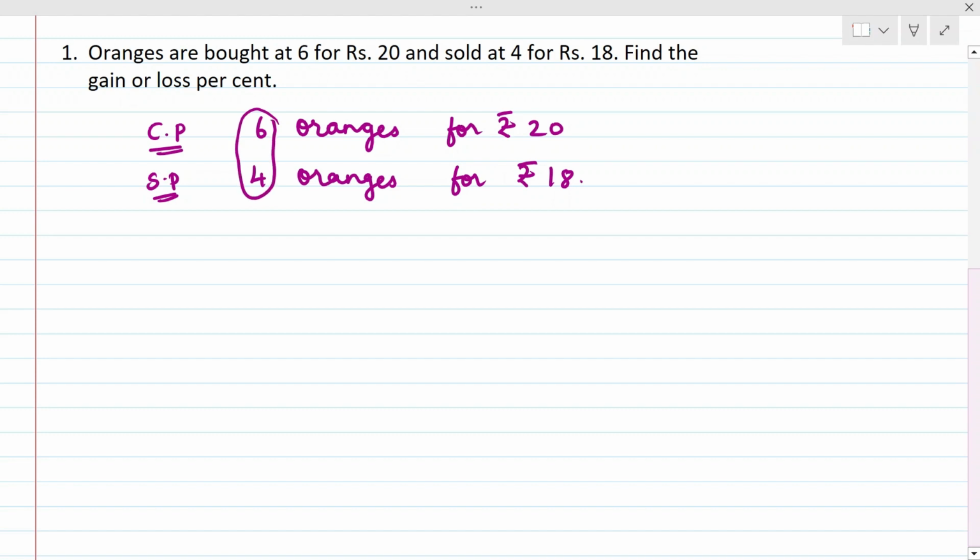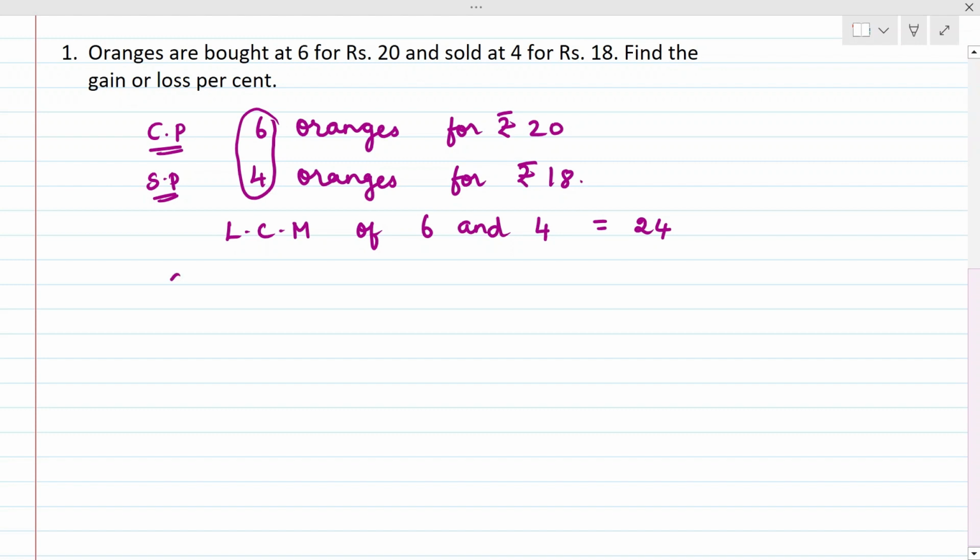Okay, so now what we have to do, the number of oranges is 6 and 4, right? So these things we have to make equal. For equating cost price and selling price, the quantity of the material, here the oranges, should be equal. So for that, we have to find out the LCM of 6 and 4. LCM of 6 and 4 is 24. So we have to find out the cost price of 24 oranges and the selling price of 24 oranges, and then we have to equate it.